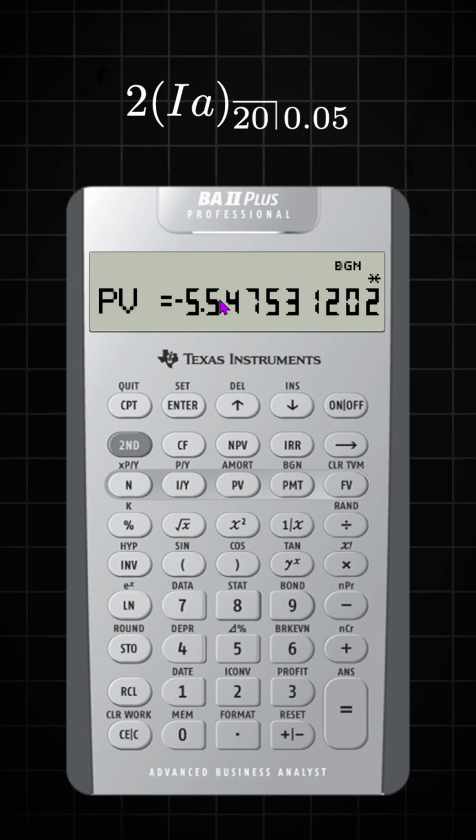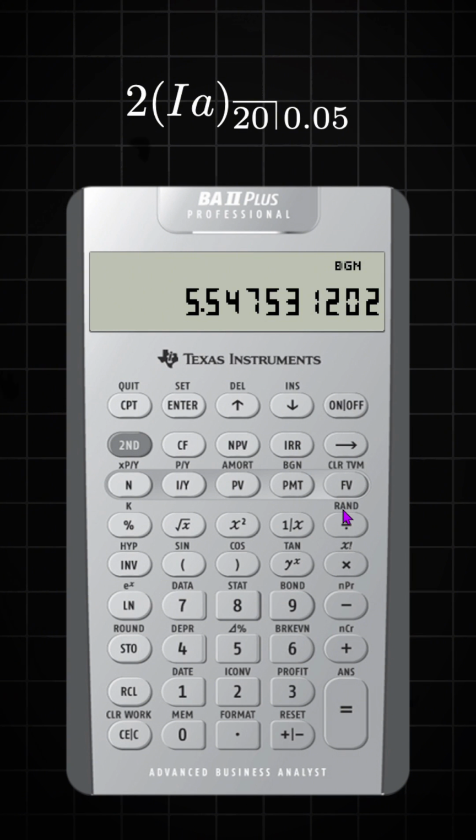Now we get a negative number here because this works on a cash inflow outflow basis. So we're saying we want to receive a payment of 1, and then we're actually going to pay minus 20 periods from now. So how much do we need to invest now to do that? And the answer is 5.547. So we're simply just going to hit the plus or minus.